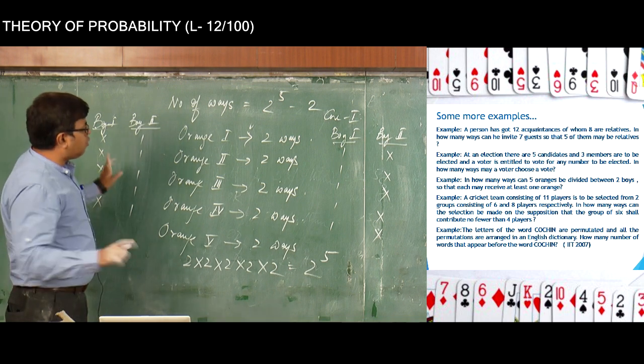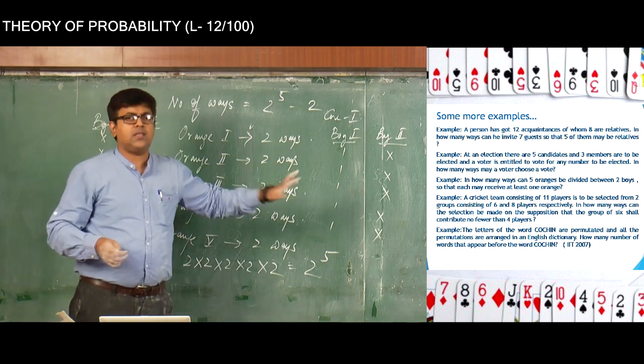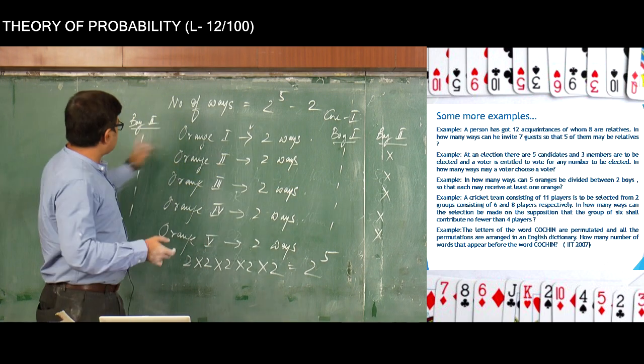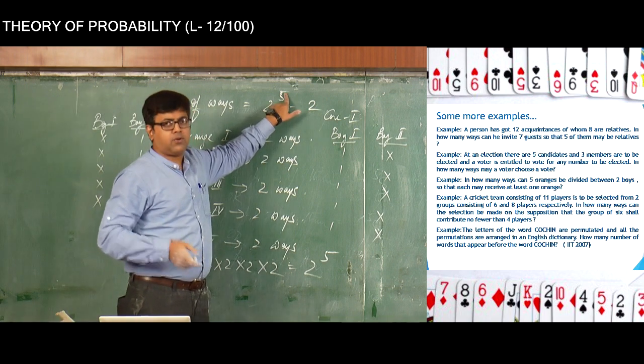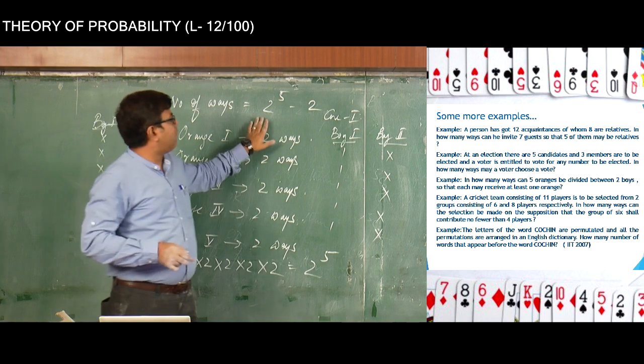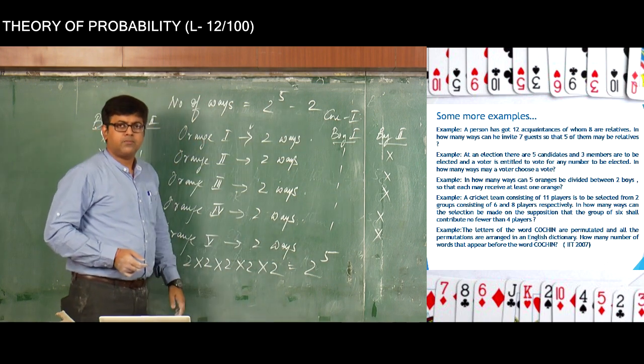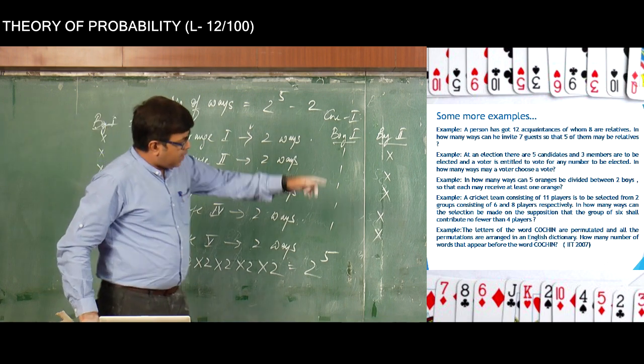Now in these 2 situations only, I find that there will exist a case where one of the 2 boys is not getting any of the oranges. So these 2 cases have to be subtracted from 2 to the power 5, the total number of ways, to get the answer where I get at least 1 orange. So that's the answer, 2 to the power 5 minus 2. That is the answer of this problem number 3. Is it clear? Okay. We come to the 4th problem.